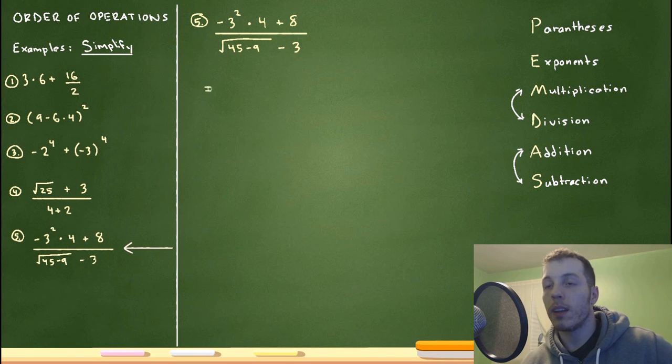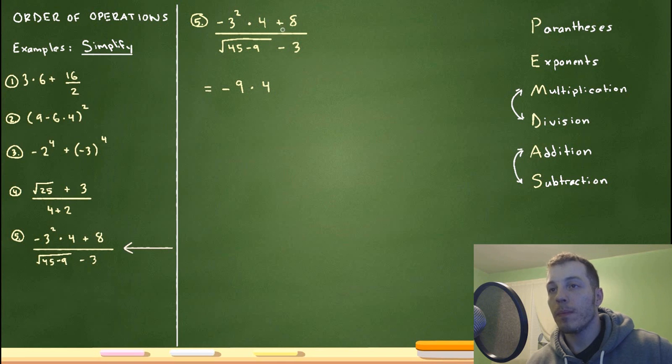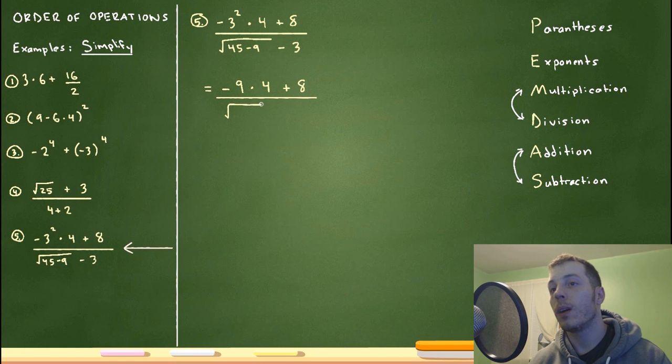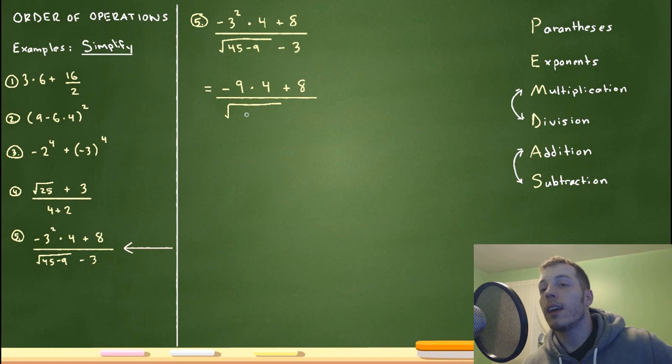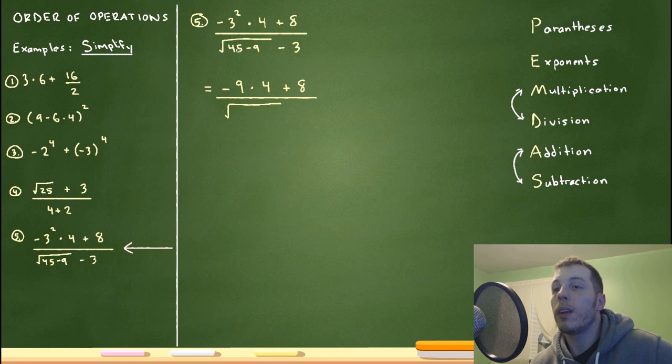So let's work within the numerator here. Now this is going to be negative. When we do 3 squared, we get 9. And then this is times 4 plus 8. And this is being divided by. Now we have the square root. So now we could go ahead and take a look within the square root at what's happening. We have a 45 minus 9, so that gives us the square root of 36, and there's a minus 3 here.